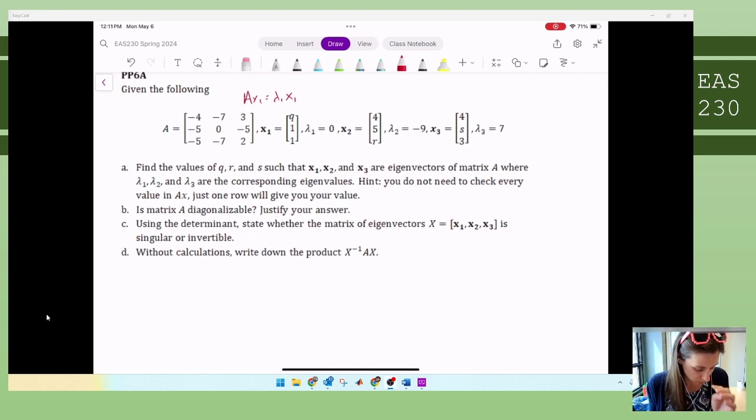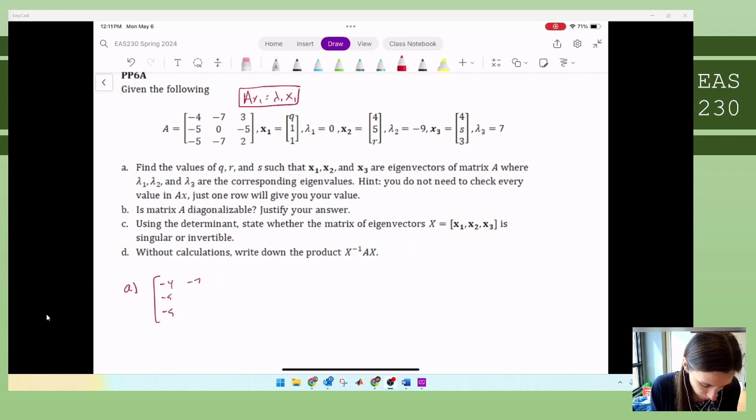These ones don't. So A, find the values of Q, R, and S such that X1, X2, and X3 are eigenvectors of matrix A. Once again, this is what we're going after. Okay, so if I take A times each eigenvector, it should be that eigenvalue times my eigenvector, so it should be 0 times x1.